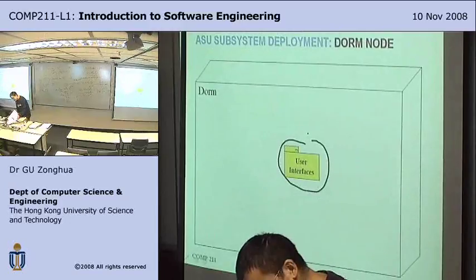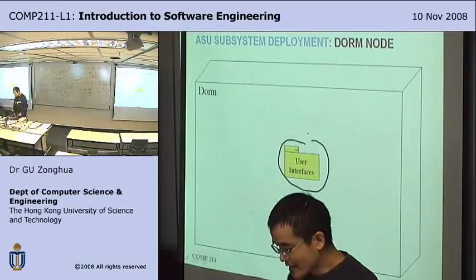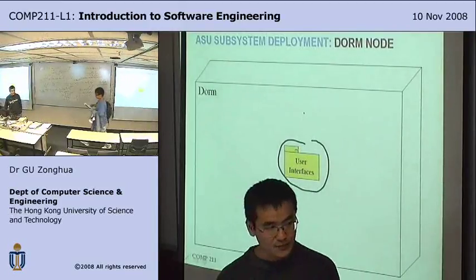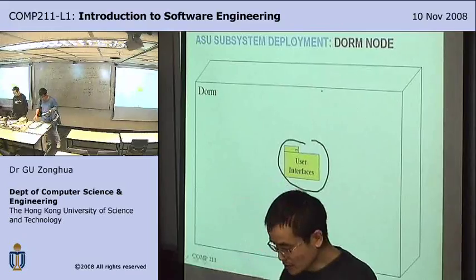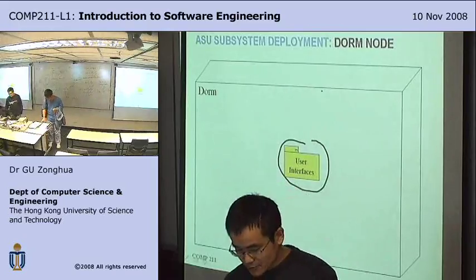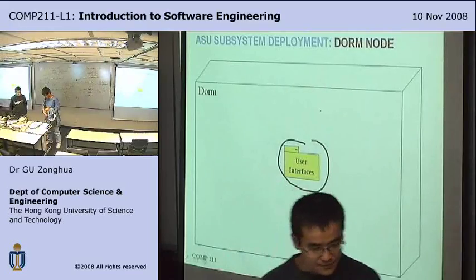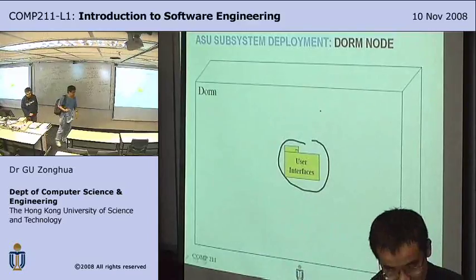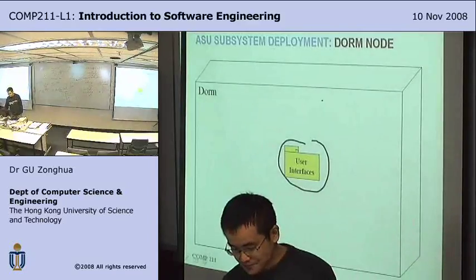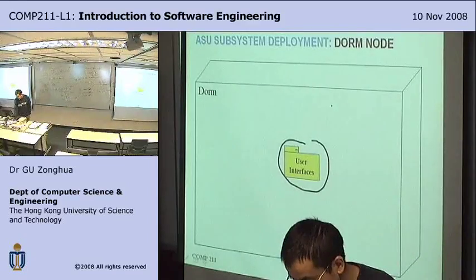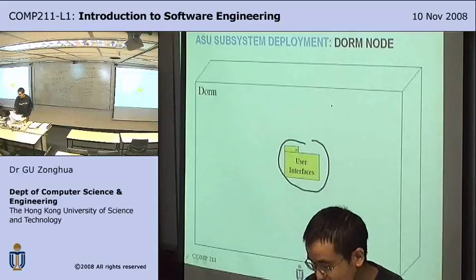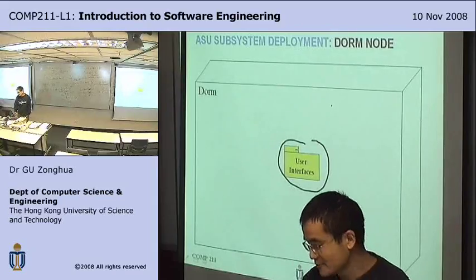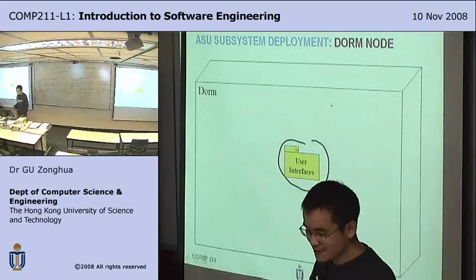So that's a pretty obvious deployment model. Deployment is essentially a mapping from design subsystems onto physical computer nodes.